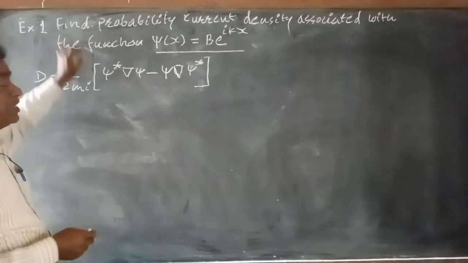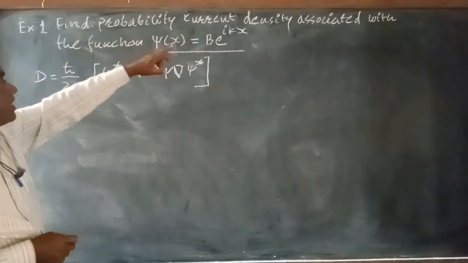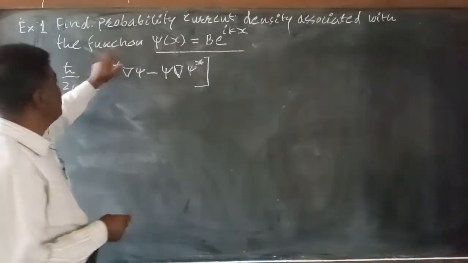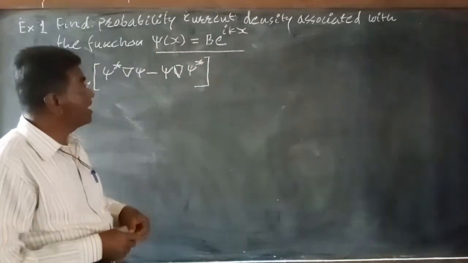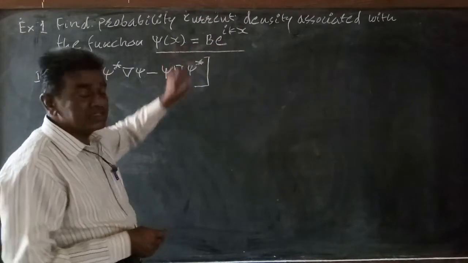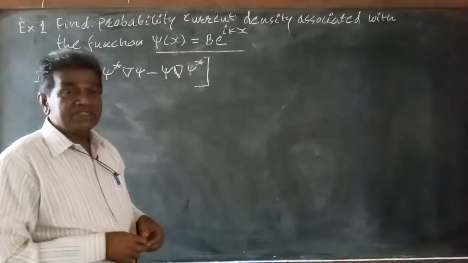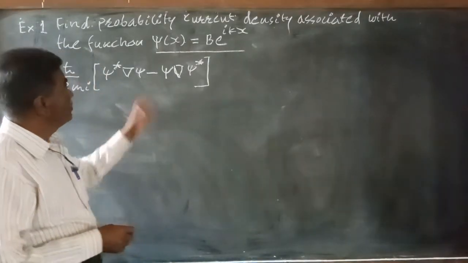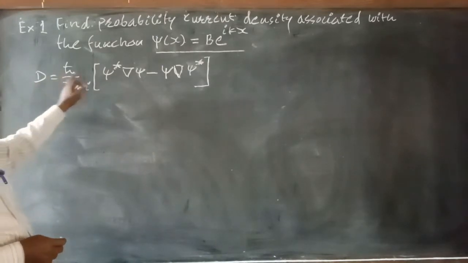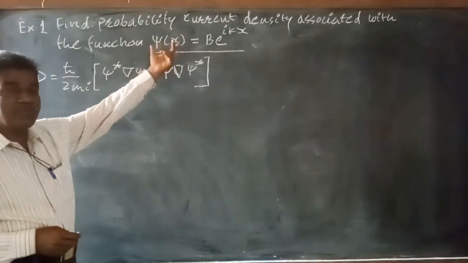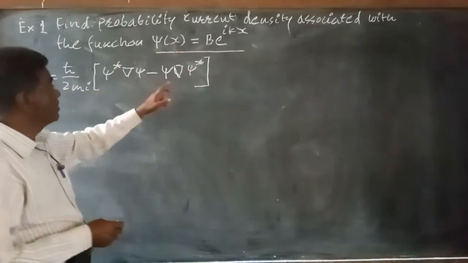Now today we will see two examples of the probability current density. Find the probability current density associated with the function psi of x equals b times e to the power ikx. This example was asked in the Shivaji University examination of BSc 3 quantum mechanics, so we will solve this example. We know the probability current density associated with the wave function is given by this equation.